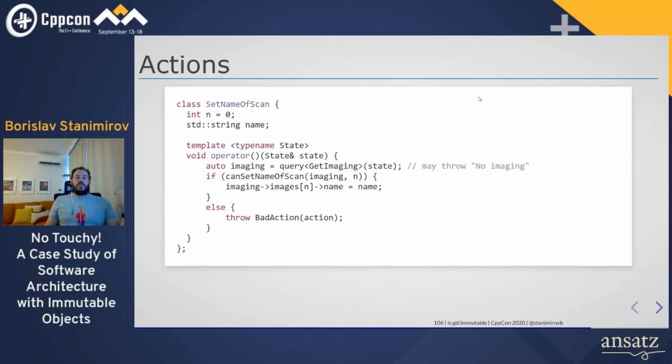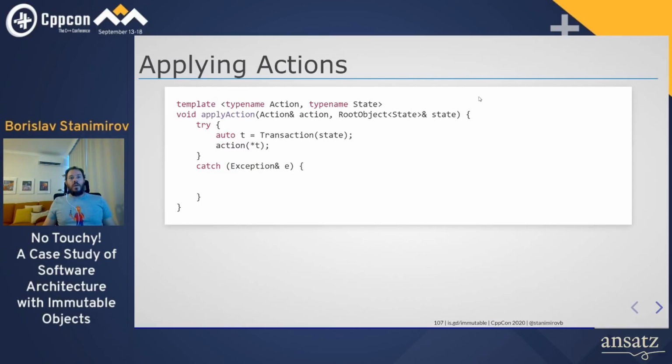Let's see an example of action. This is set name of scan, so it obviously has the data. It queries that mutable query here. So we try to get imaging from the state. If we can set the name of the scan, for example, that's some kind of a check that we're making. We do it. Otherwise, we throw an exception, and this way the transaction will be canceled. So basically, all actions are applied with a function like this. It creates a transaction, runs the action, catches the exception, and I don't have time to get into our error reporting.